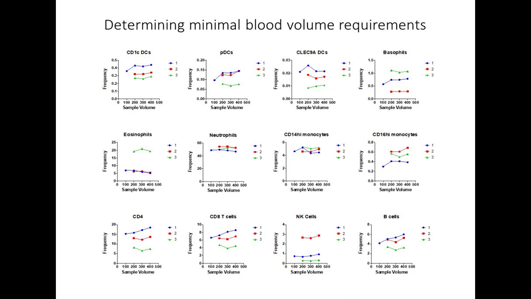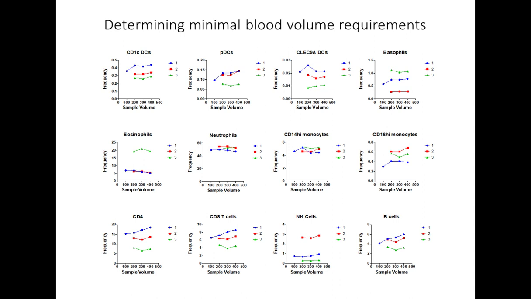So having optimized this panel, our next step was we wanted to confirm how much blood we actually need to be able to perform this study. As I mentioned at the start, this is a study with pediatric and neonatal samples, so we really want to be able to use as little blood as possible. And so we titrated down these antibodies with given blood volumes, and looked at 4 major populations to see what is the lowest volume of blood at which we're able to see stable frequencies of these.